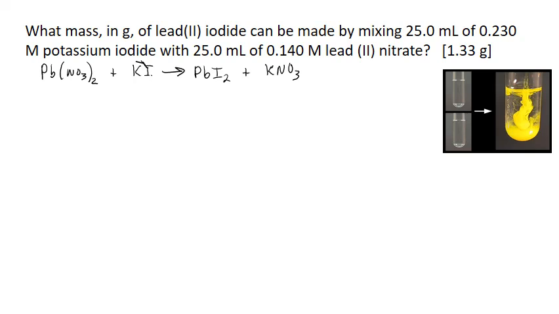In order to balance this chemical equation, we can see that there are 2 nitrates in the reactants. There need to be 2 nitrates in the products. Since there are now 2 potassium ions in the products, there need to be 2 in the reactants, and that takes care of the iodide too. Now, based on the solubility rules that you're going to learn about soon, you could predict that the lead 2 iodide was the solid, and the potassium nitrate is the remaining stuff in the aqueous solution.